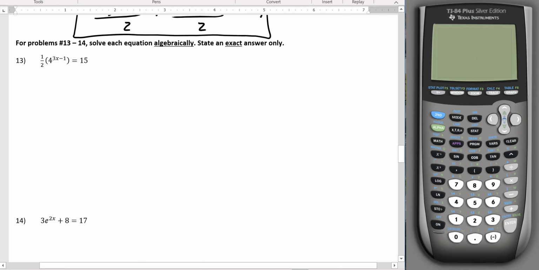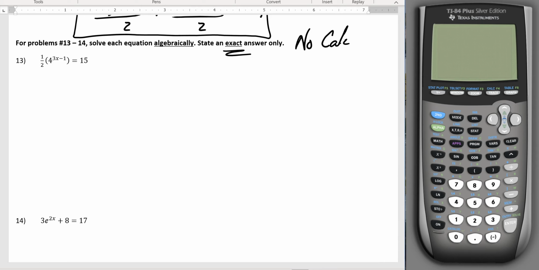13, solve each equation algebraically, exact answer only. So remember, exact means don't touch your calculator at any point. You should not touch your calculator. All right, so looking at 13 here, I need to start by isolating my exponential expression. So I'm going to multiply both sides by 2.